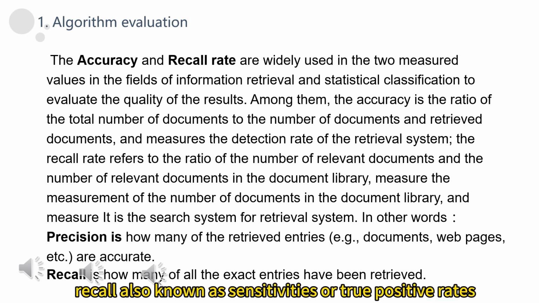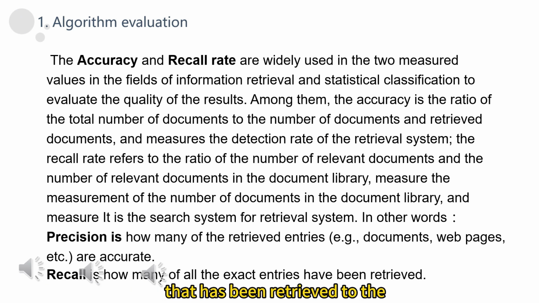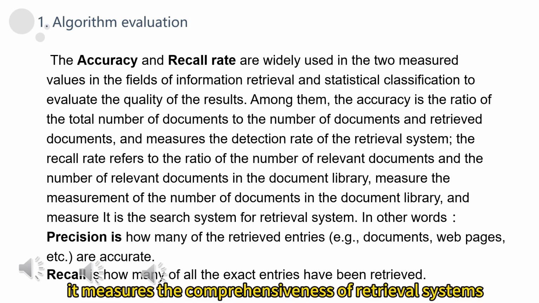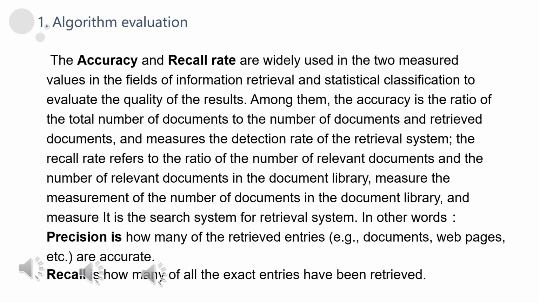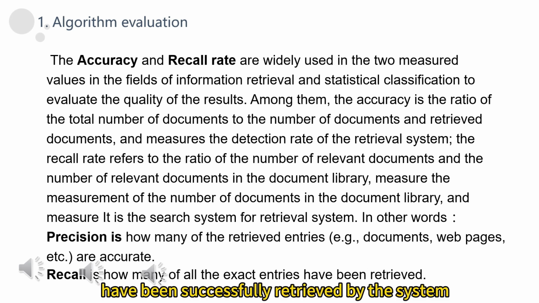Recall, also known as sensitivity or true positive rate, is the ratio of the number of relevant instances that have been retrieved to the total number of relevant instances present in the dataset. It measures the comprehensiveness of the retrieval system. Recall quantifies how many of all the relevant items have been successfully retrieved by the system.